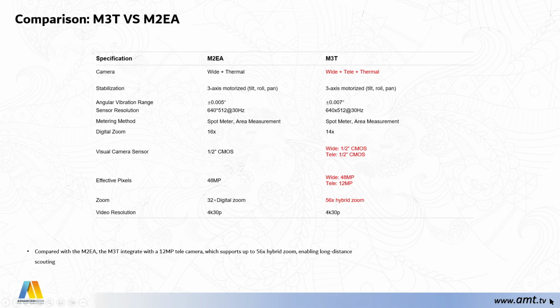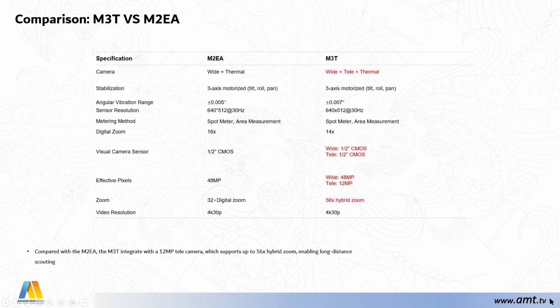What else? Yeah, this is about the camera. The cameras in the Mavic 3T, we have the wide, the tele, and the thermal. Whereas in the Mavic 2 Enterprise Advanced, we have only the wide and the thermal. The wide angle and the tele camera are both half-inch sensor size, the same as the sensor size of the Mavic 2 Enterprise Advanced. The zooming capability has been increased, 56x hybrid zooming, whereas in the Mavic 2 Enterprise Advanced, we have only 32x digital zooming, and both can shoot 4K 30 frames per second.